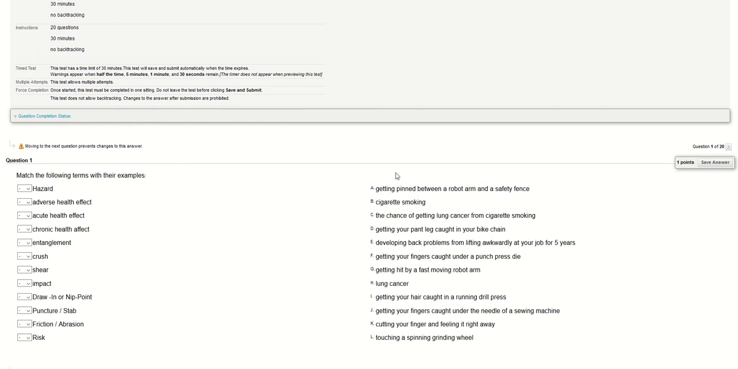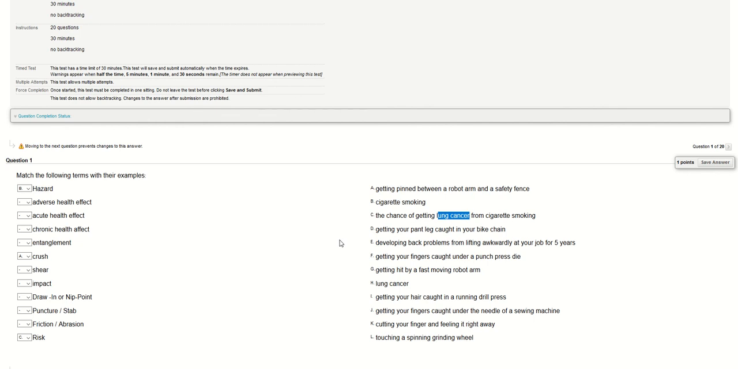Let's see. I'm going to start over here with A. Getting pinned between robot arm and safety fence. That is a crush. Cigarette smoking. I'm going to say that that is a hazard. The chance of getting lung cancer from cigarette smoking. So, chance of, that is a good indication that this is a risk. So that is C. That mentions the possibility, a hazard, and the injury from the hazard, or the adverse health effect from the hazard.